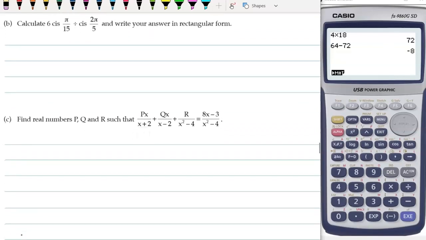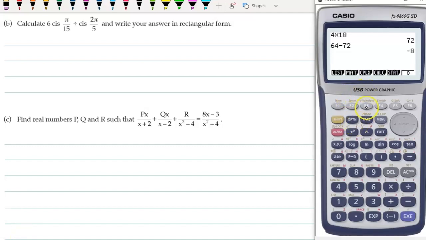Okay, for part B, we've got this division to do and then convert it into rectangular form. Since this is only an achieved question as it's a part B, I'm going to do that on the calculator. So what I'm going to need is some options of what we can put in here. So we've got 6, and then the angle symbol, using this little symbol just here. So we just press shift and then this button.